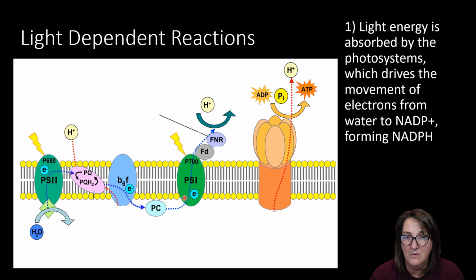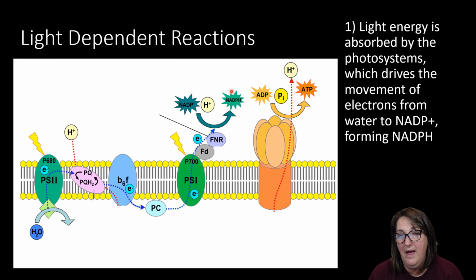It's going to come to PS1. It's going to get re-excited, and it's going to jump out, and then I'm going to attach to NADP+. Hydrogen is going to attach to it also, and then I'm going to have NADPH. So this is a product that is going to come out of this light-dependent cycle. So water comes in, electrons are going to move through the PS2, through this electron transport chain, the ETC. It's going to come to the PS1. Electrons are going to move through. They're going to attach to this NADP+. Hydrogen is going to attach to it also, and I'm going to have NADPH.